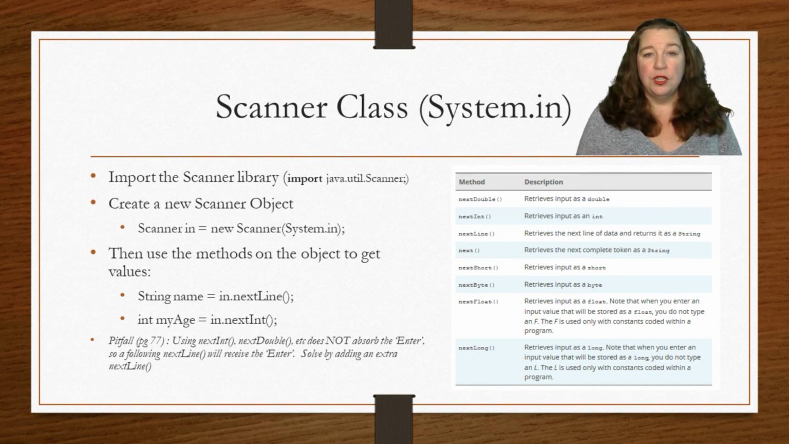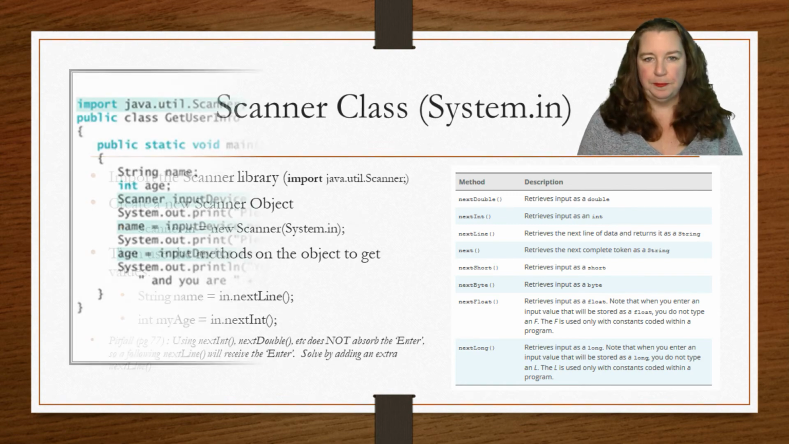If you don't, then your next input is going to be confusing because your next input is going to get that enter, and then it's not going to get whatever they entered the next time. So it's very important that when you use a nextInt and a nextDouble, you always follow it with the nextLine, and that will absorb that enter key and keep things moving along.